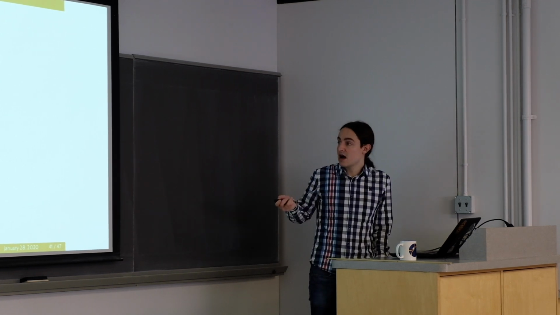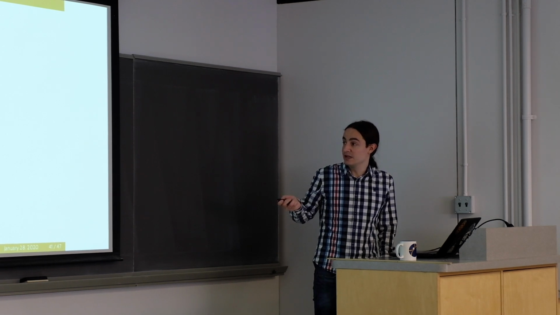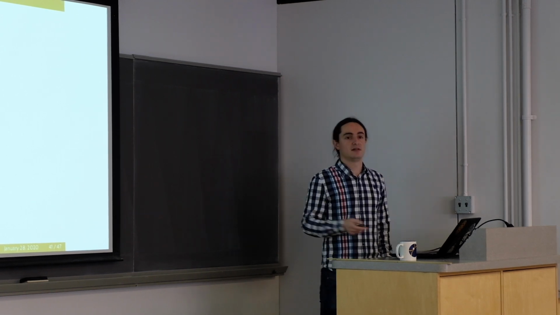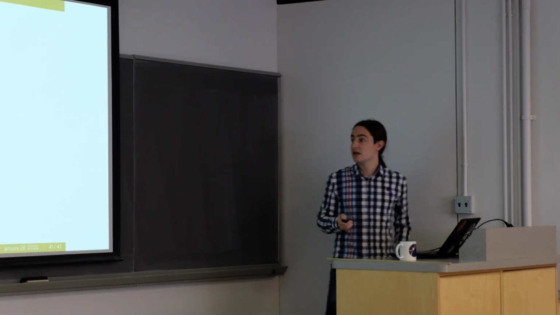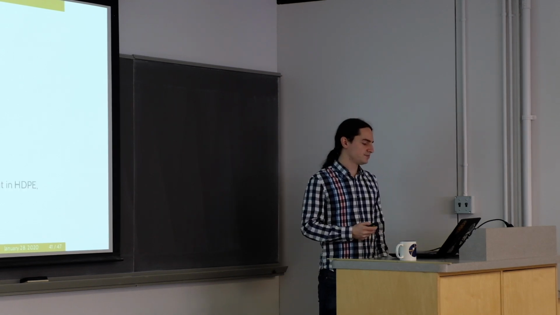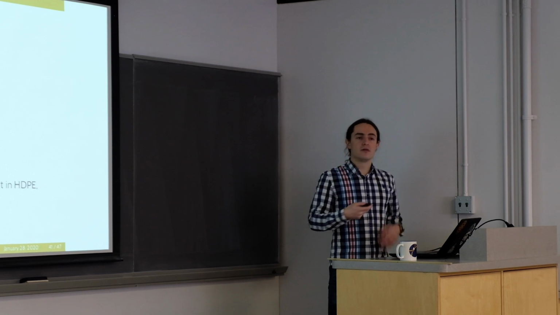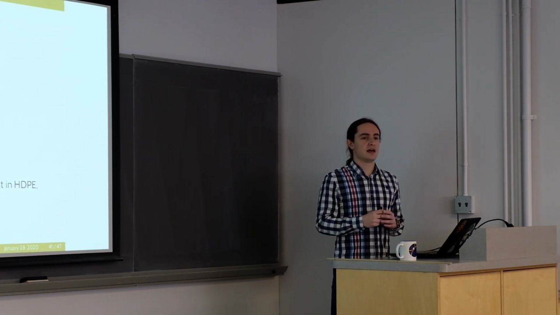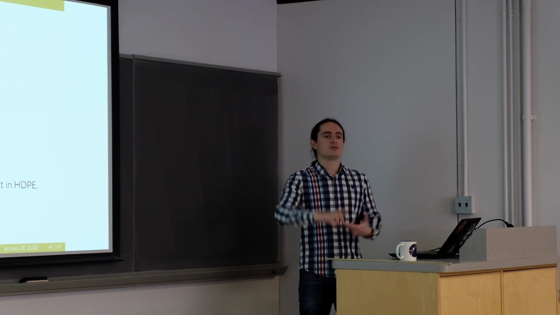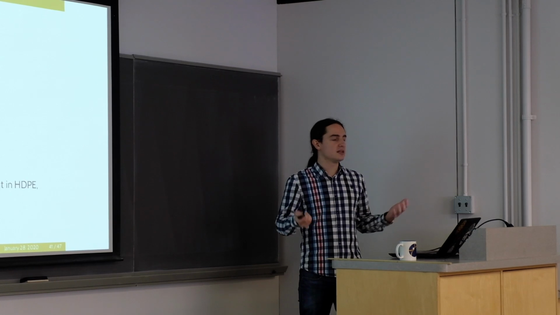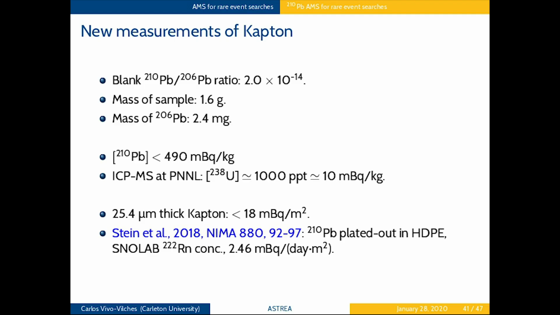So now we know that this lead-210 concentration should be between these two levels. At least we are now giving a range between 10 and 490 millibecquerels per kilogram for this sample. In order to compare this with the activity per unit of surface, which is the important thing for Kapton, because you typically have a circuit and you need a surface of Kapton, you don't care about the thickness.